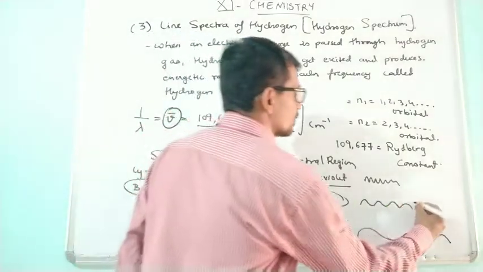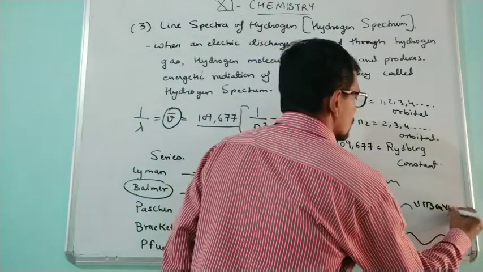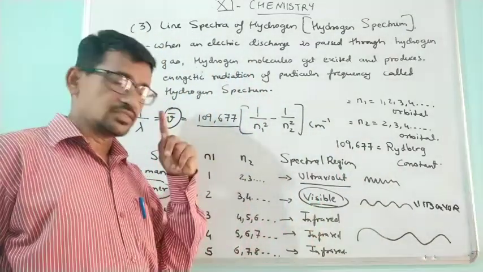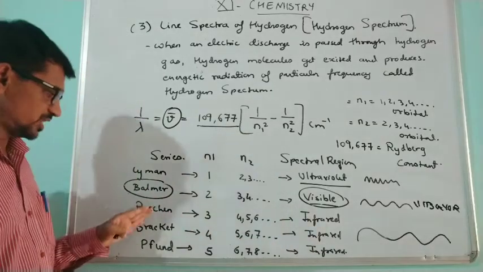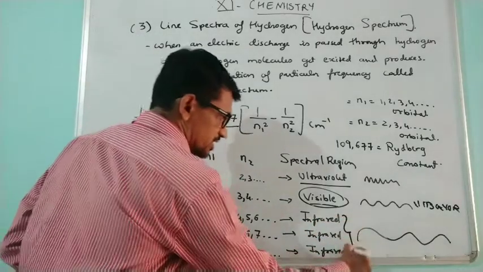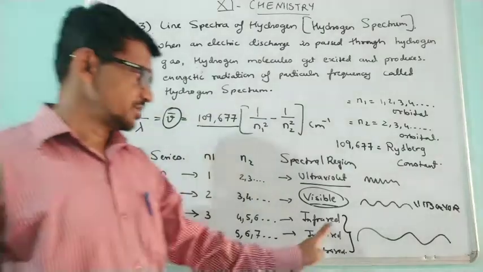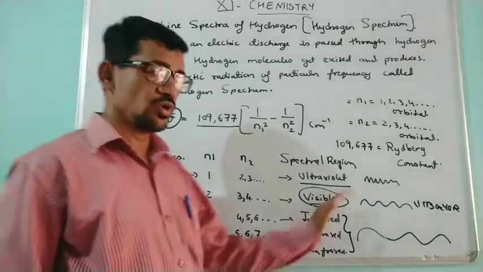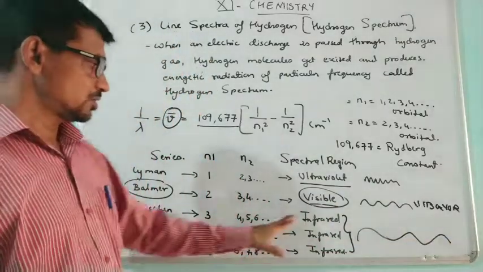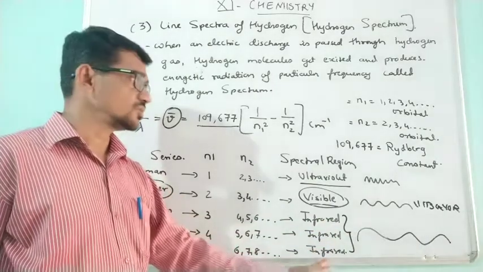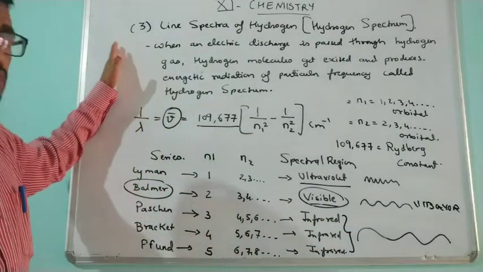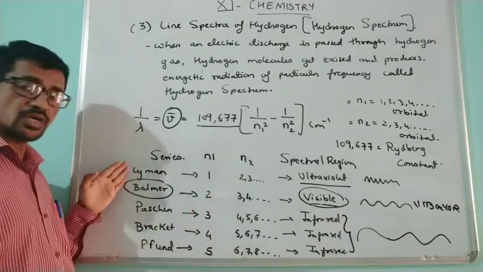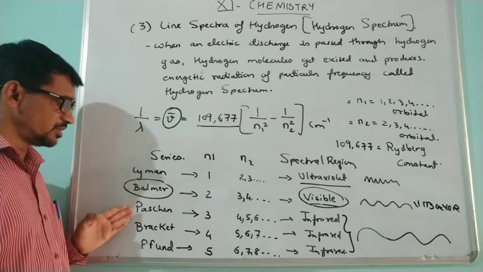Visible region means visible color can be observed with our eyes. Second, the IR region means Paschen, Brackett and Pfund. Its energy is very, very less, so its wavelength, you can see, is large. These are all coming in the infrared region. So this is all about the hydrogen spectrum. From the spectra we can find these series. So you remember Lyman, Balmer, Paschen, Brackett and Pfund.